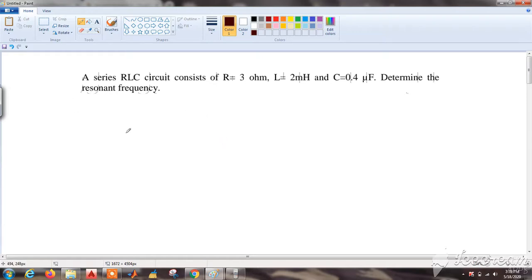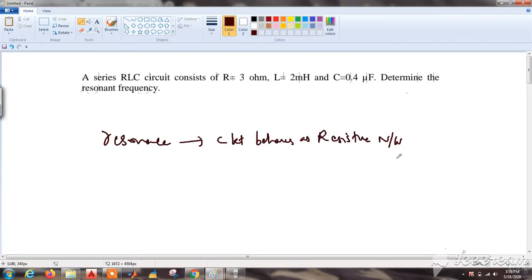So at least if we know what is resonance, we can solve this easily. Resonance is the case when the circuit behaves as if it is a resistive network. Or we can say that in this condition XL will be equal to XC. So both will cancel out and the circuit remains as if it consists of only a resistor. So let us draw a circuit diagram.